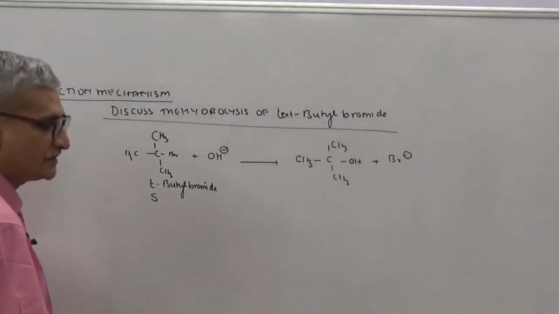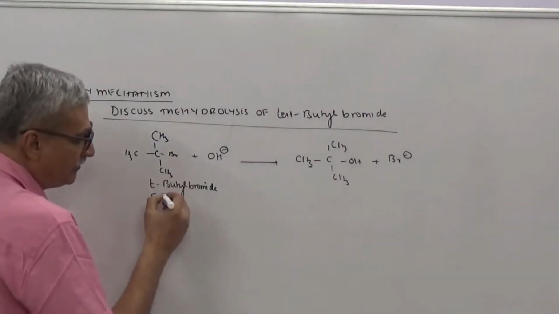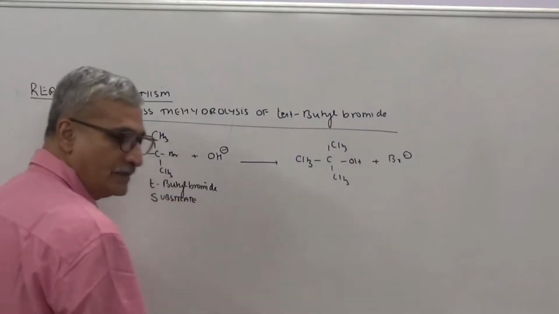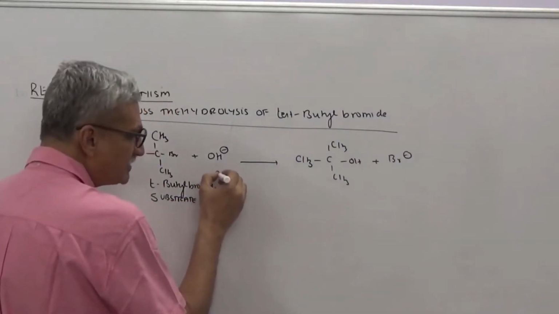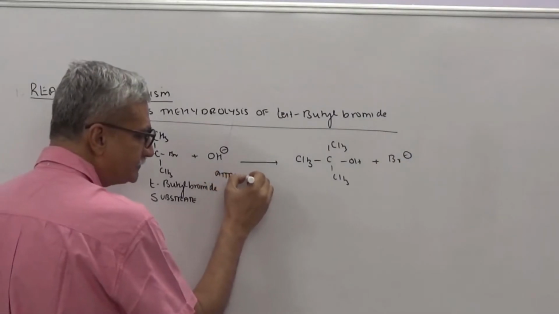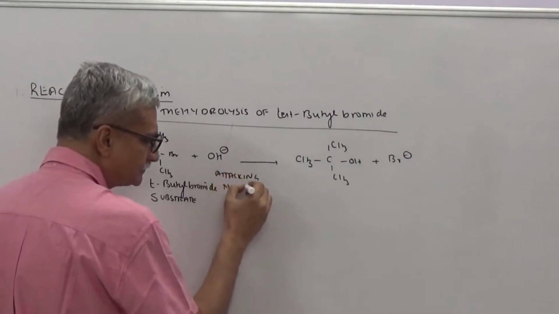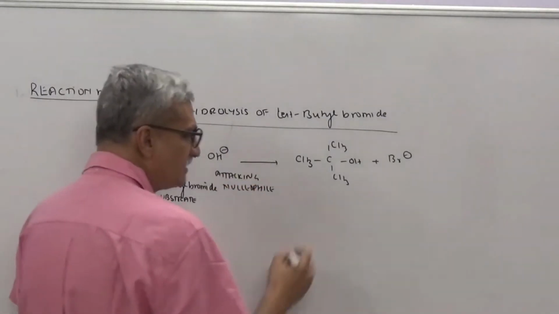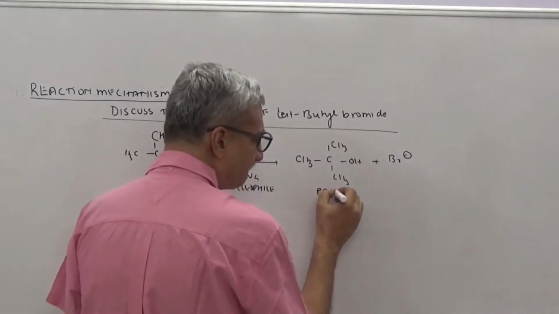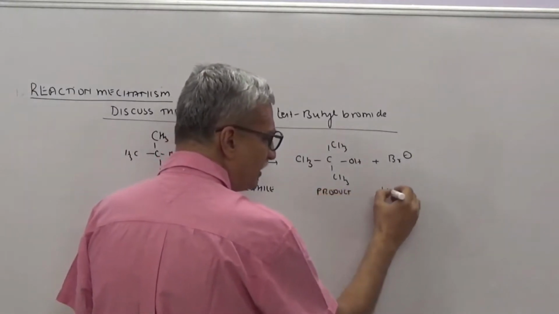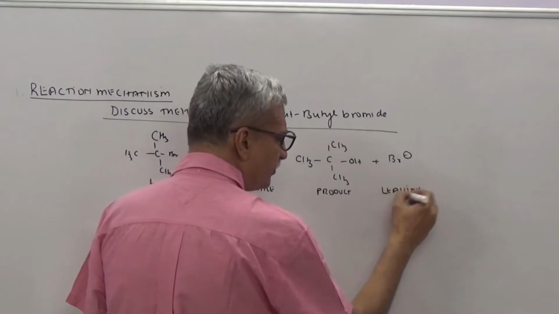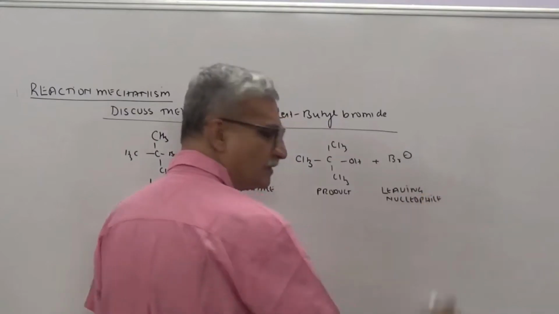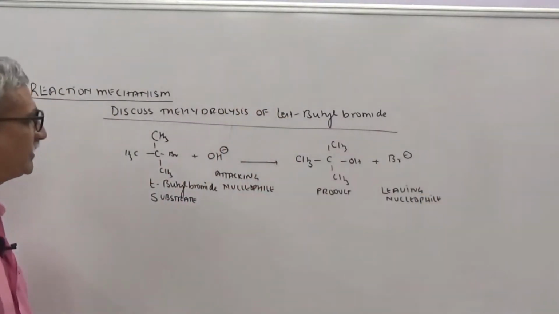So what happens is, tertiary butyl bromide is called the substrate. OH minus is called the attacking nucleophile. All these points you have to write. This is called the product, and this is called the leaving nucleophile.